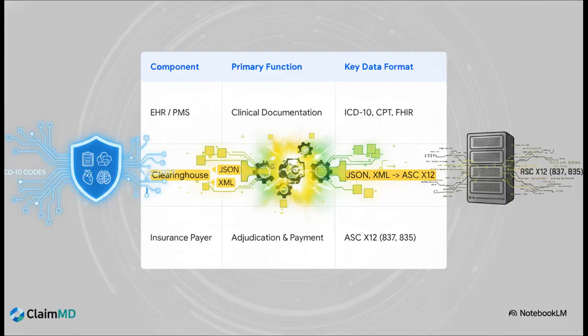You know, you can really think of this as a translation problem. On one side, you've got the doctor system, speaking in modern formats. But on the other side, the insurance company only understands this rigid, frankly ancient format called ASC X12. The clearinghouse, as you can see right here, is the universal translator. It takes nice, clean, developer-friendly JSON and turns it into the messy language that the payers require.